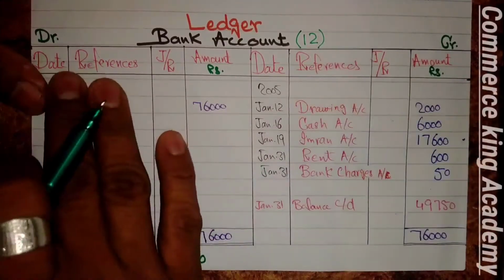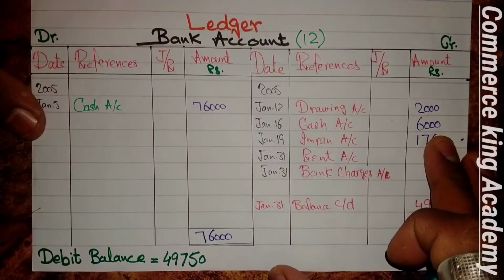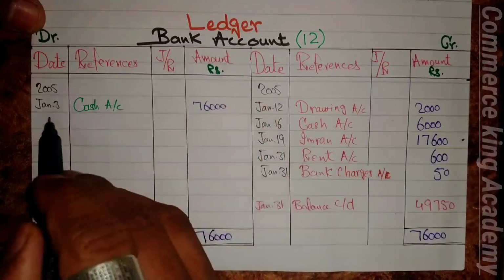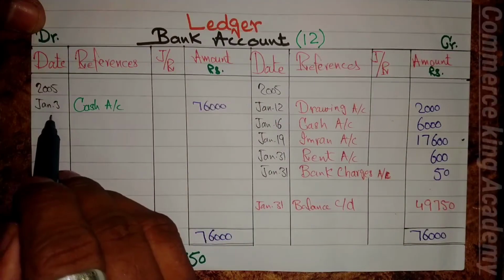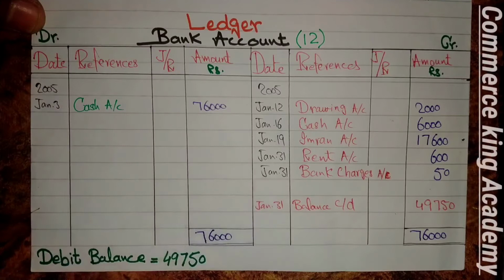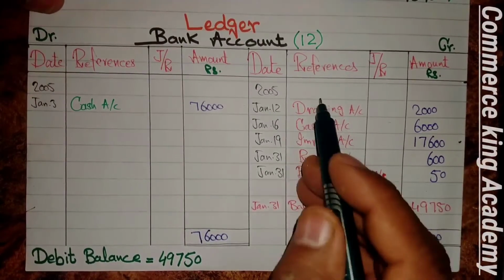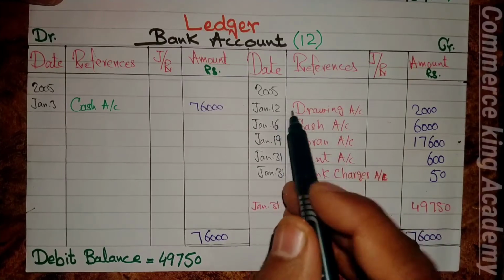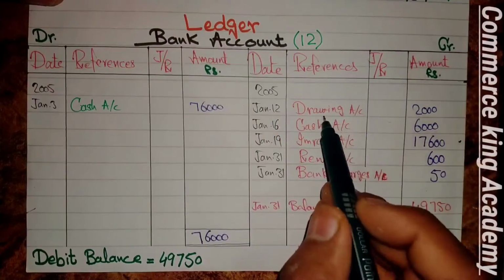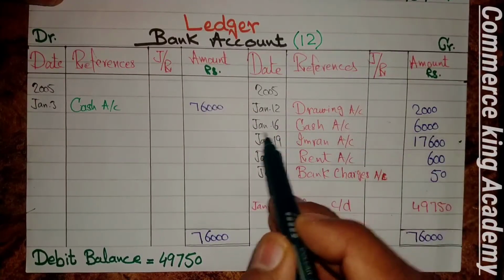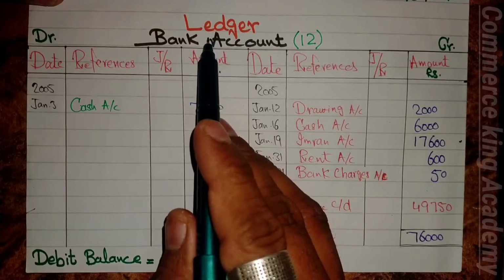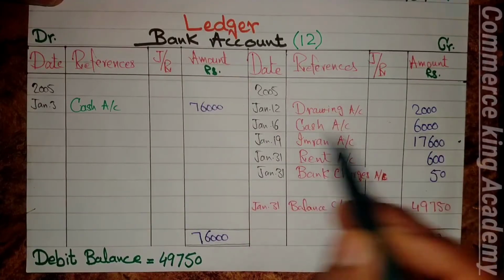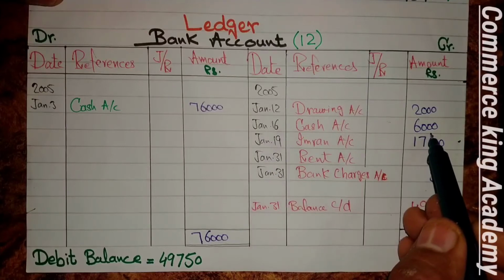So you can see here the ledger account of bank account with ledger folio number 12. This is the debit side and credit side. Bank account was debited by cash account in the Jan 3rd entry amounting to 76,000 rupees. The next entry was held on Jan 12th in the general account. Bank account was credited by drawings account 2,000 rupees. Next, on Jan 16th, bank account was credited by cash account amounting to 6,000 rupees.